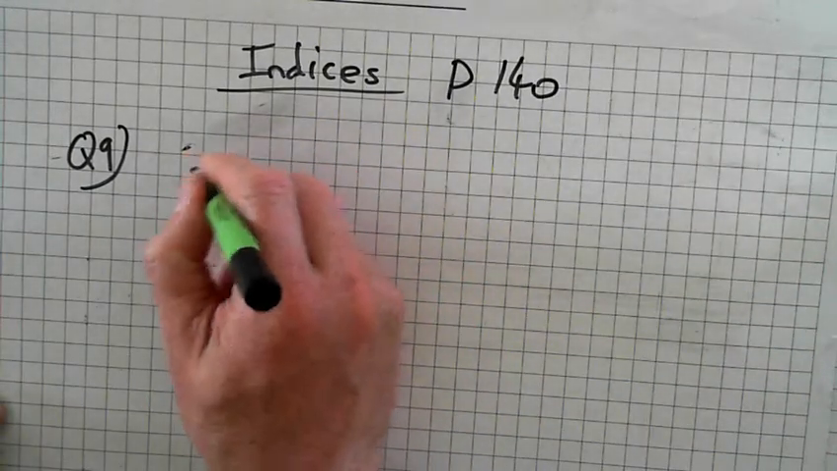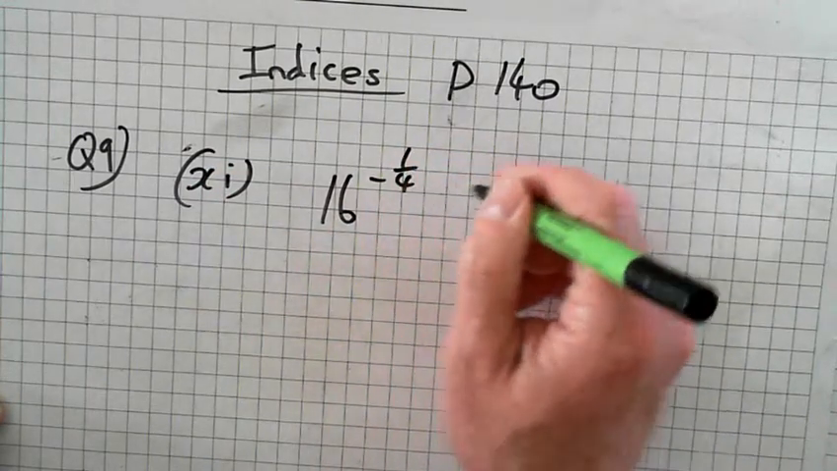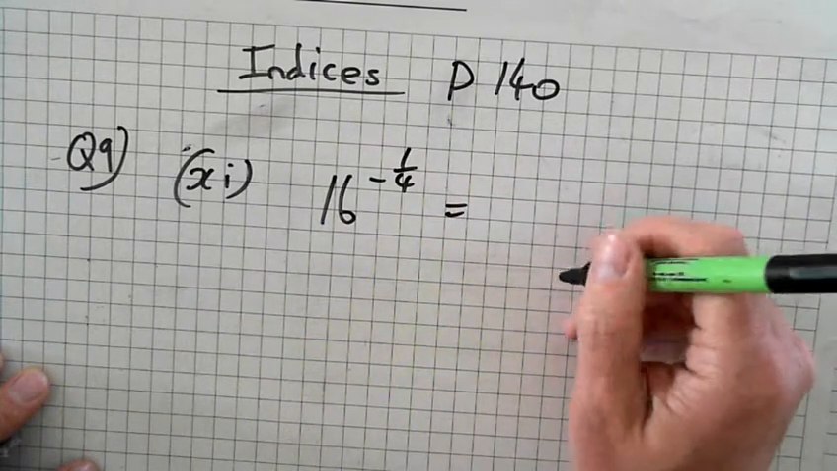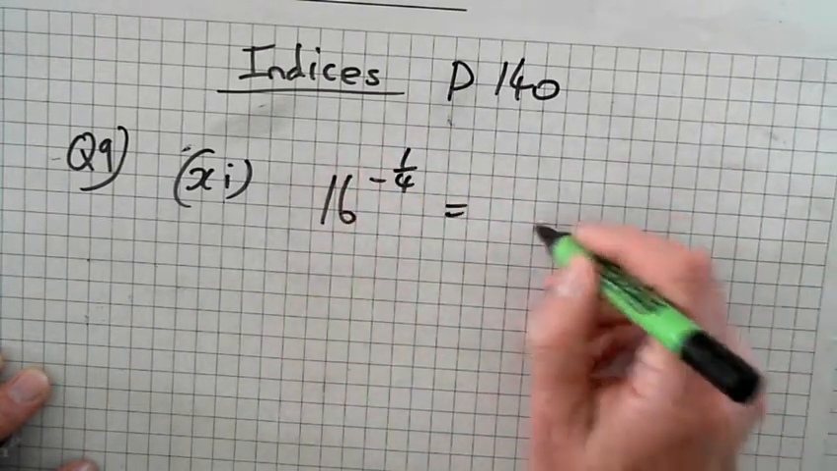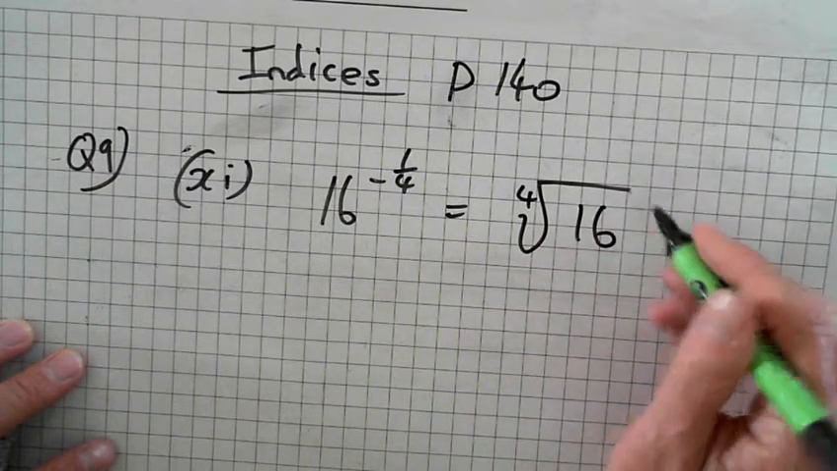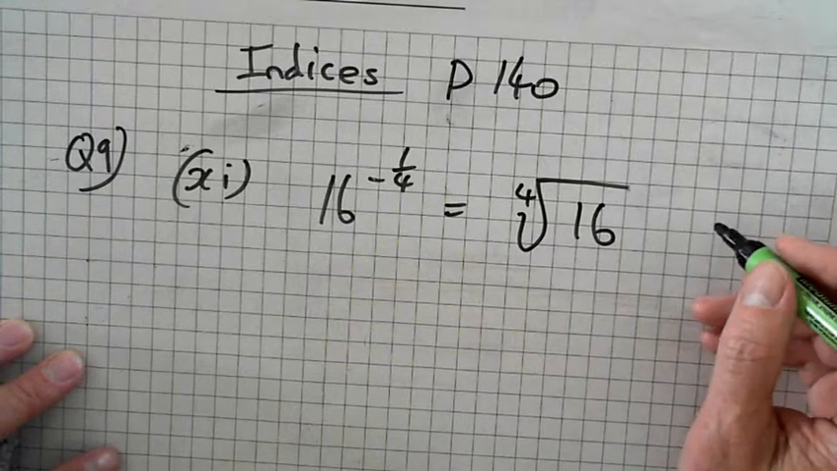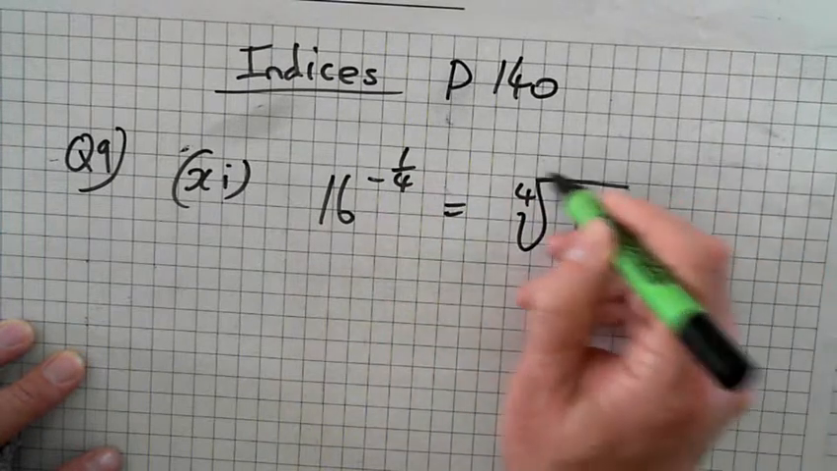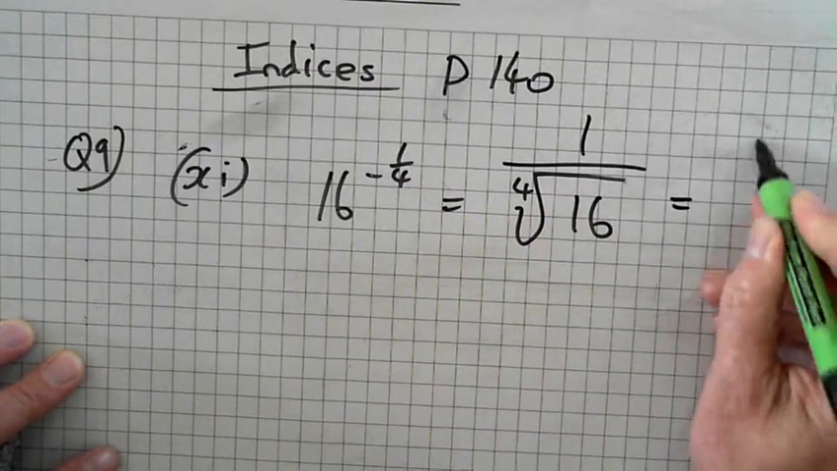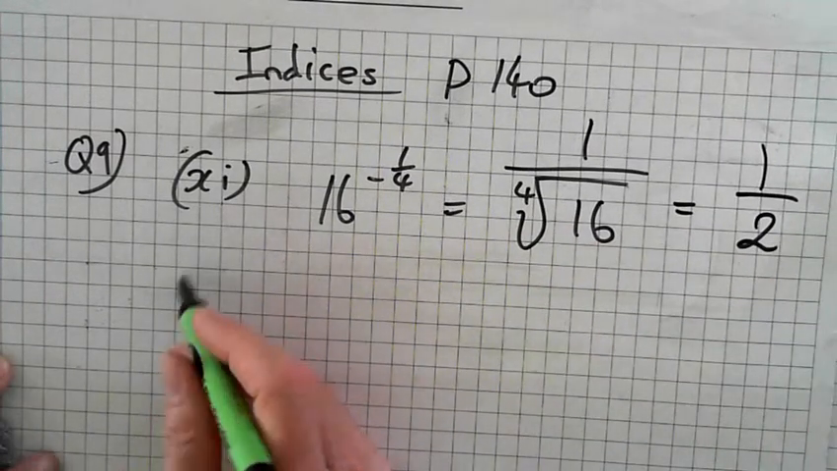Part XI, if I had 16 to the power of minus a quarter. So what does that mean? It means, first of all, forget about the minus. So without the minus, it's the 4th root of 16. So what number multiplied by itself 4 times will give you 16? 2, isn't it? 2 times 2 is 4, times 2 is 8, times 2 is 16. The minus, if I include the minus, means 1 over. So it's 1 over the 4th root of 16, which is 2. 1 over 2.